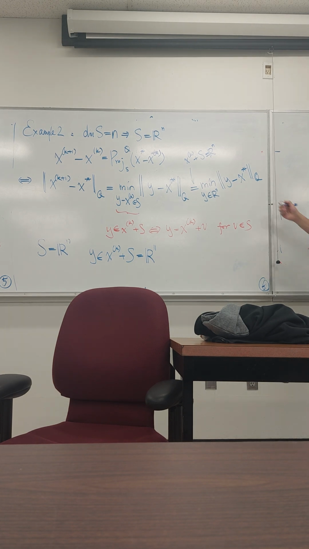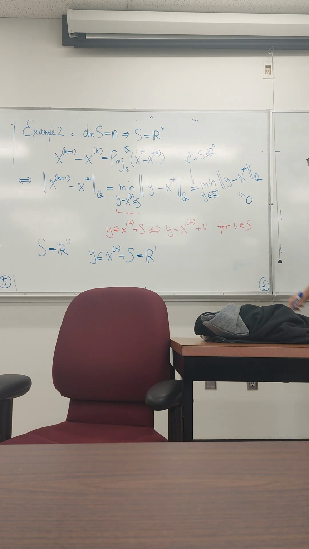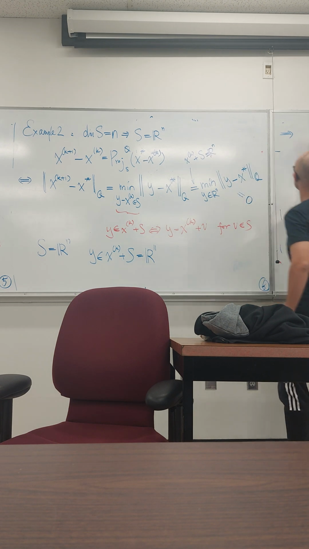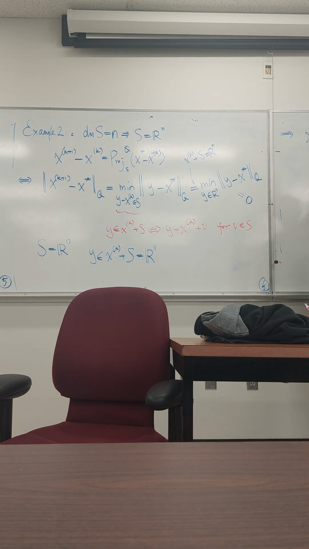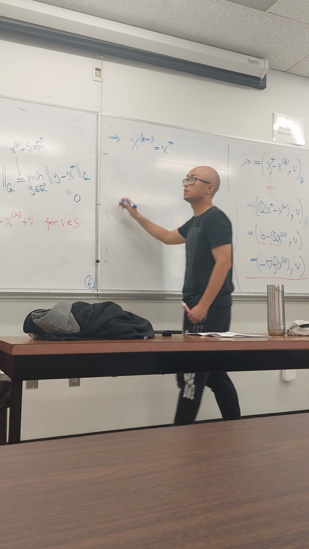So this is 0. Okay. This is 0, which means what? Which means this is 0. So this means our next iteration, we will reach x star. Okay, so what does this tell us?